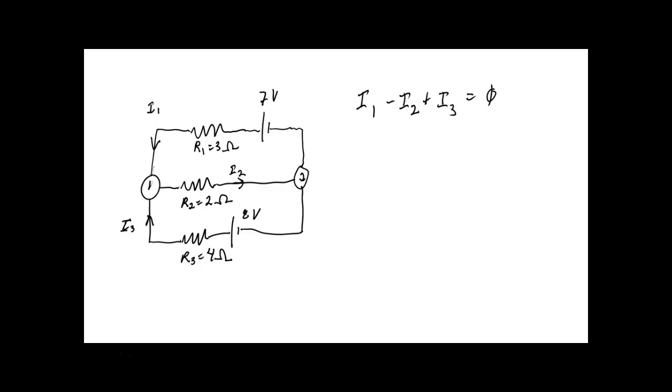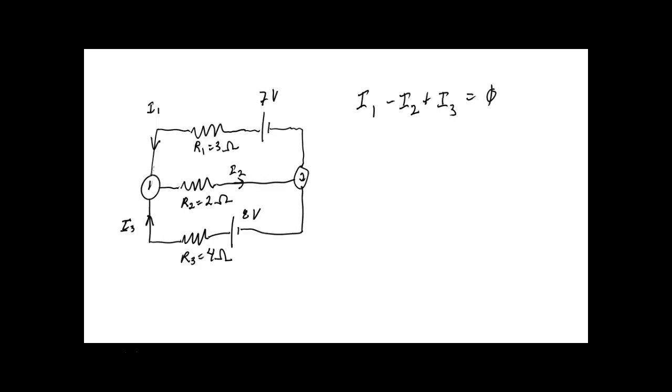I1 is going out, I3 is going out, and I2 is coming in. That would be minus I1 plus I2 minus I3 is equal to 0. That's the same equation, so there's no reason writing that down. That's a dependent equation. It just repeats the same piece of information. We don't learn anything new from that.